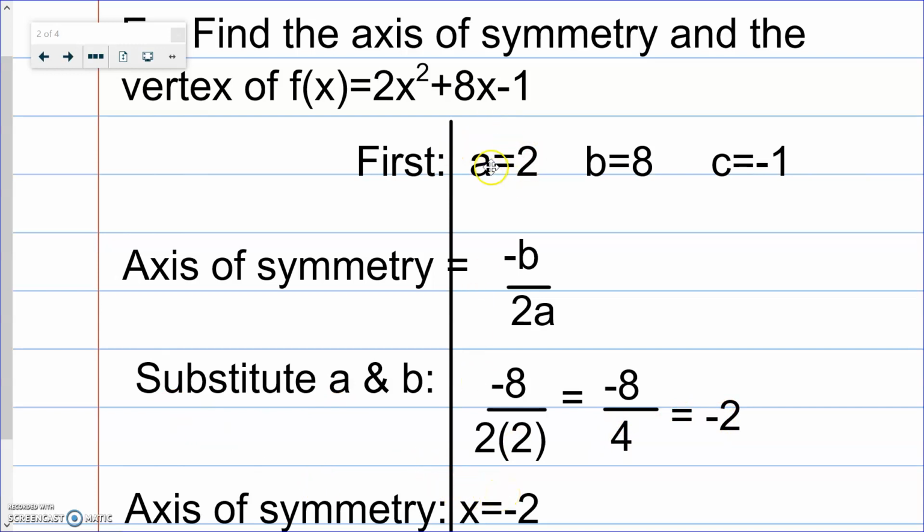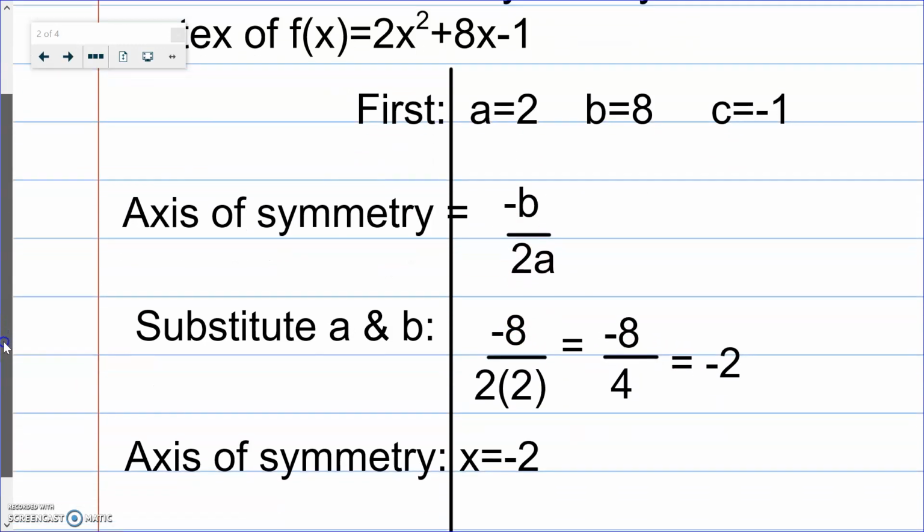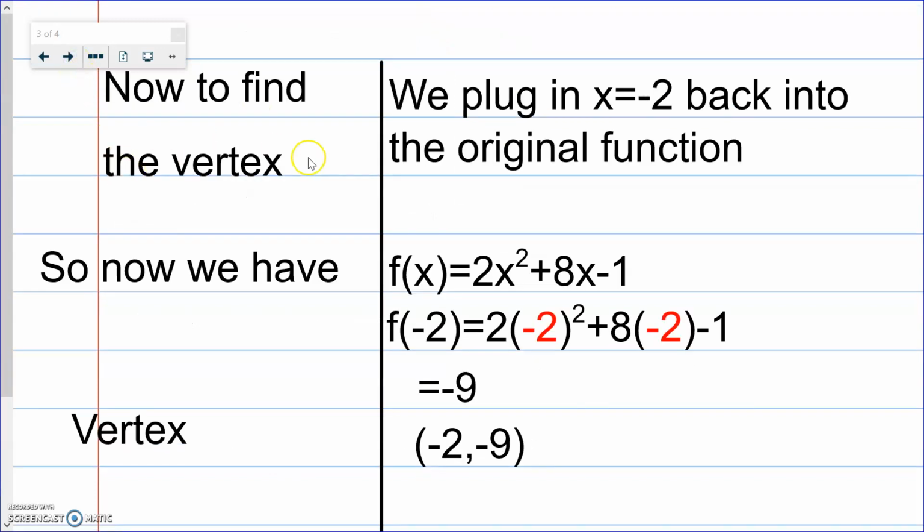Once again, we have to find our values a, b, and c, and then we just substitute them back into our equations to get a numerical value. So now we have the axis of symmetry. Axis of symmetry is x equals negative 2. With this negative 2, we are now going to plug it back into our function to find the y value of our vertex.